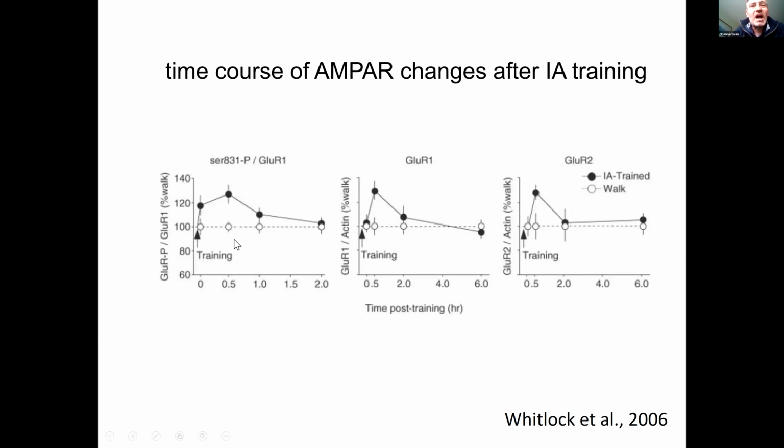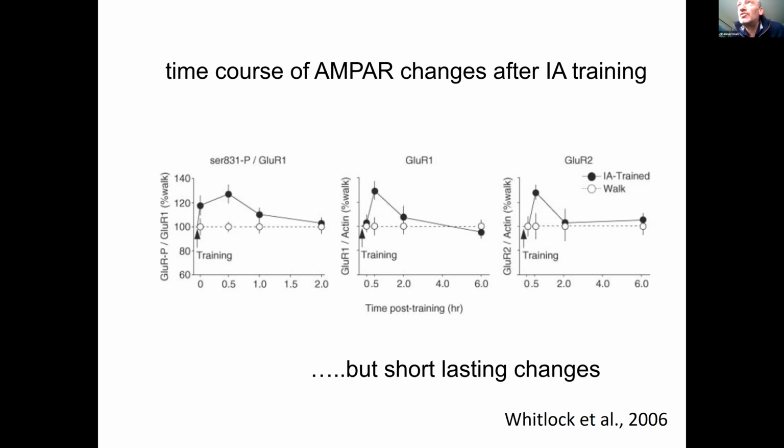And you can see that there's an increase in GluR1, there's also an increase in GluR2, and there's also an increase in the phosphorylation of GluR1. So very clear demonstration of a change in AMPA receptor levels in the postsynaptic density as a result of the behavioral experience. But what's striking is that in actual fact, these changes last for about 2 hours. They certainly don't last as long as the memory trace.